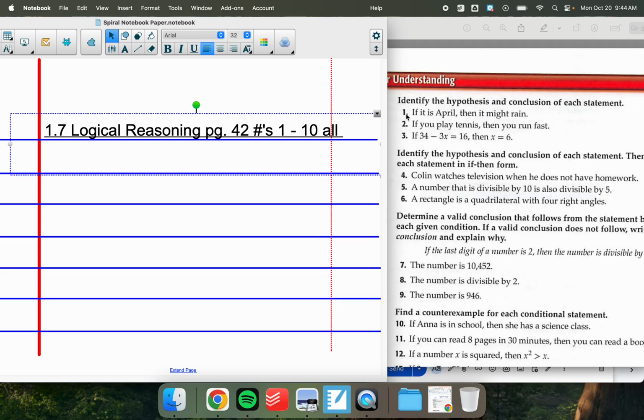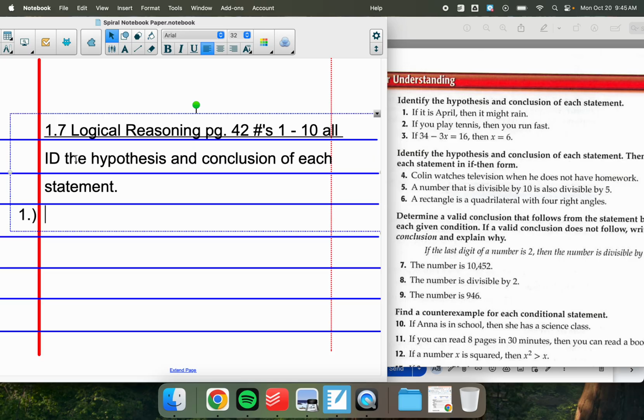So problems 1 through 3 have instructions. Identify. Now I think I'd be totally fine with ID as an abbreviation. The hypothesis and conclusion of each statement. So get those instructions written down.